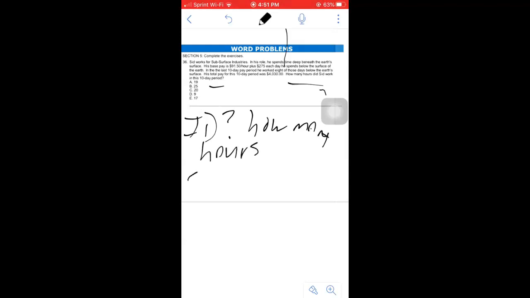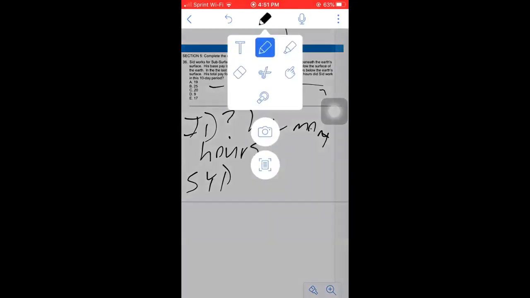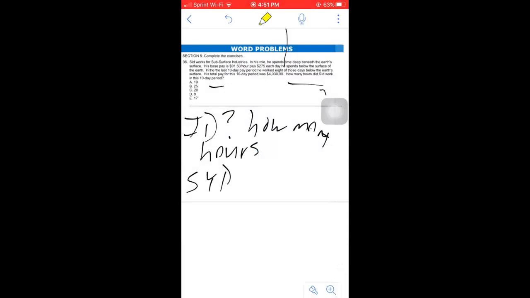Then the second thing we want to do is state our path, and that's simply pulling information out of the problem. I'm going to use a highlighter and highlight as we go along. The first piece is he gets $91.50 an hour. The second piece is that he gets $275 for each day underneath the ground. It tells us in that last 10-day period, he worked 8 of those days underneath the surface.